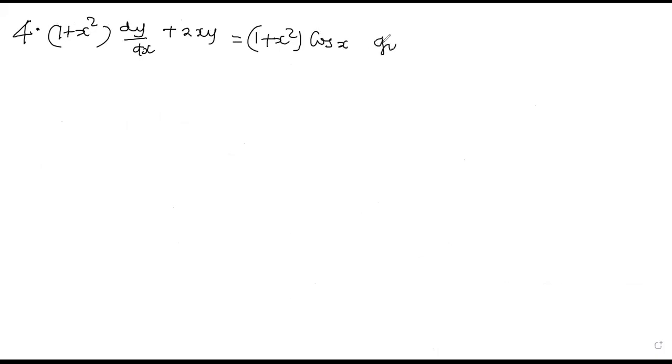Solve the equation. The equation is 1 plus x squared dy dx plus 2xy is equal to 1 plus x squared cos x. Given that, when they say given that, you have to think, given that y of 0 is 2.